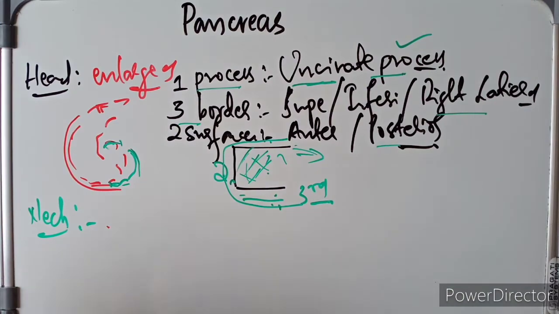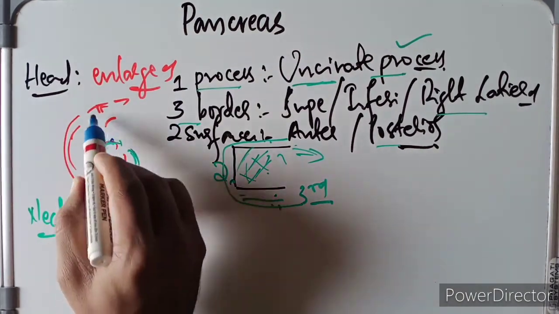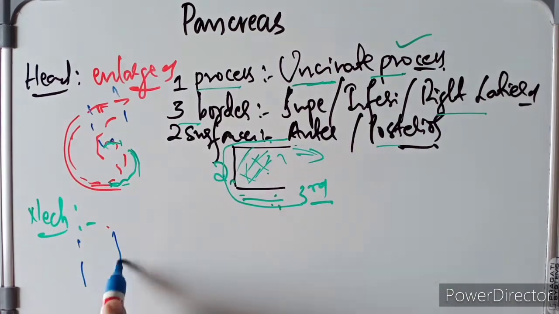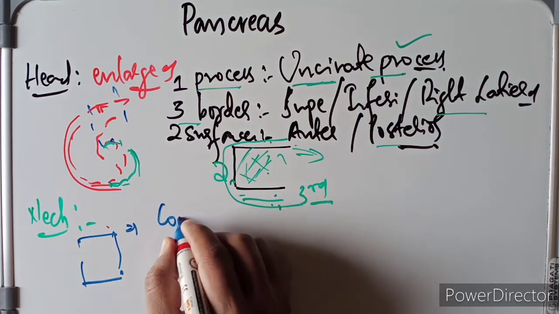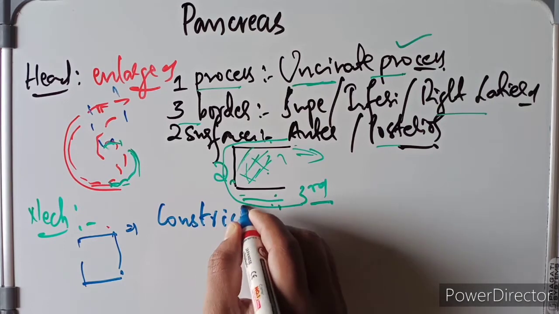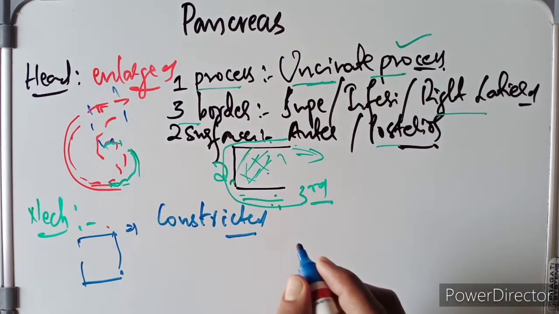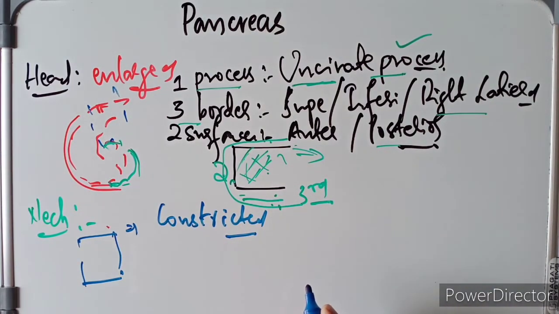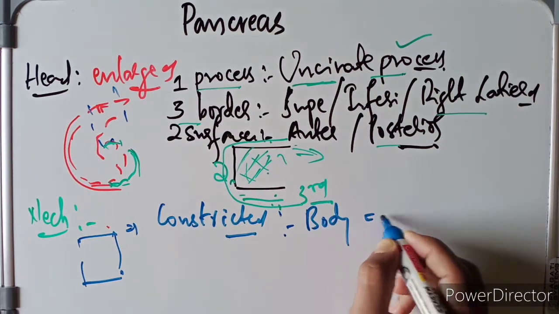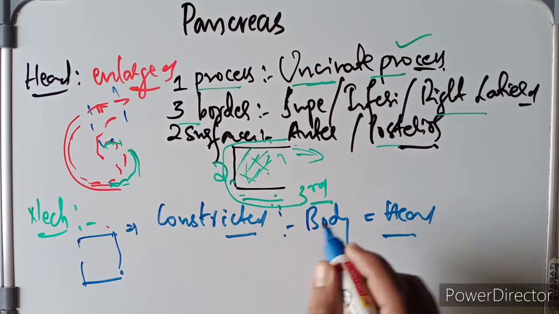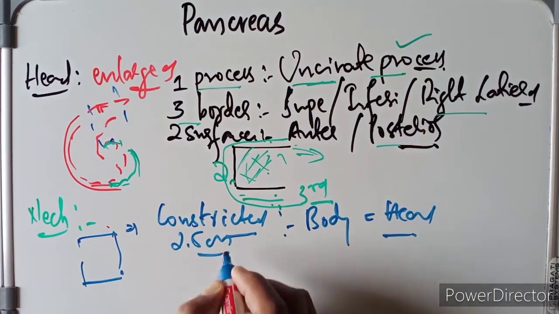So coming to the neck of the pancreas, after the head, this smaller part we have is the neck. The neck is a slightly constricted part of the gland which connects the head with the body. It is approximately up to 2.5 centimeters in length.